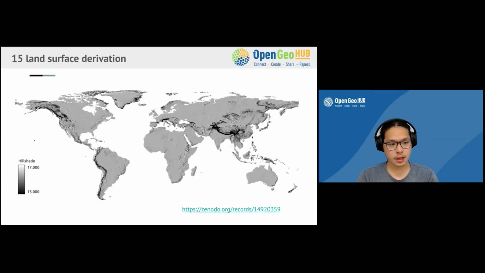Alongside the terrain model in our research, we also produce 15 land surface variables. This is one example, the hill chain, that we are introducing more. Next one.